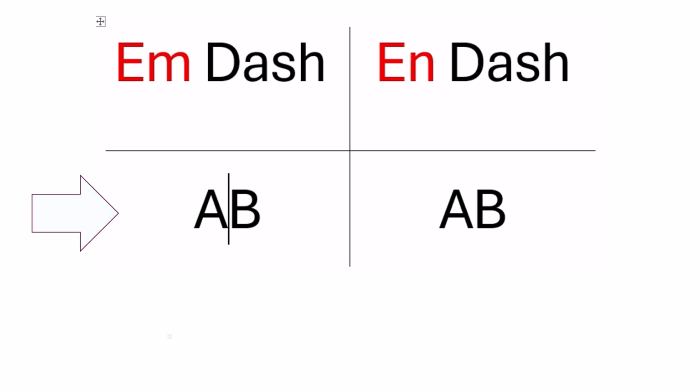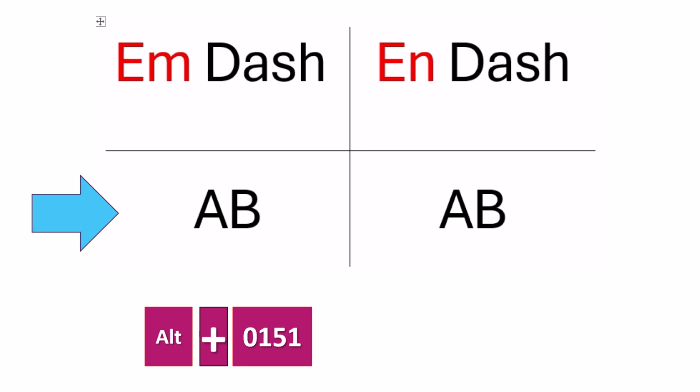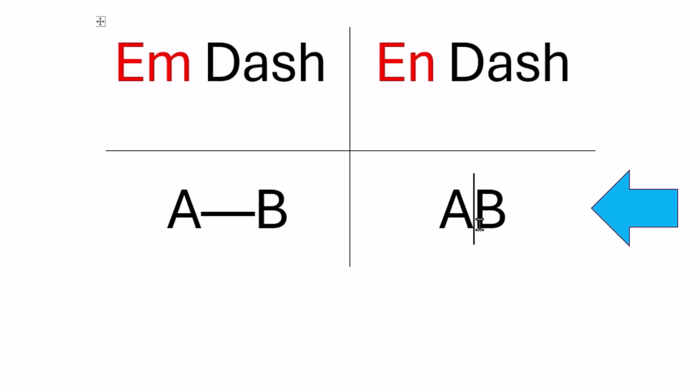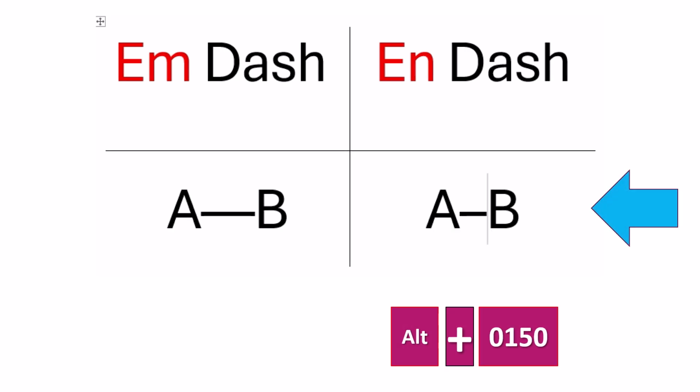Press and hold the Alt key, then type 0151. Release the keys to insert an M dash. For an N dash, press and hold Alt, then type 0150.